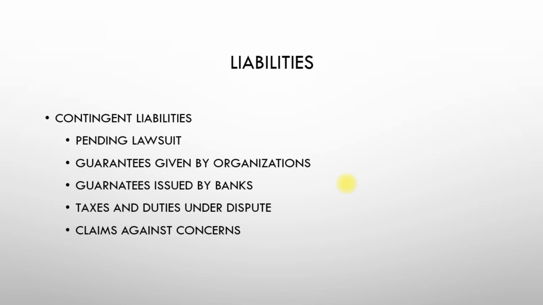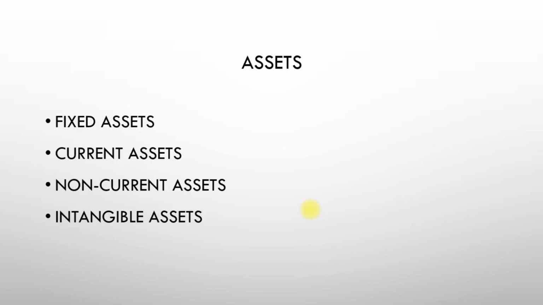Some of the examples are a pending lawsuit. We don't know what the outcome is, so it is a contingent liability. Guarantees given by the organization on behalf of others are also a contingent liability. Taxes and duties under dispute with the government are also a contingent liability. Another example may be claims against concerns not acknowledging debt. So that is also a contingent liability. So these are some of the examples of contingent liability. So that covers liabilities, which are grouped together in the balance sheet on one side.